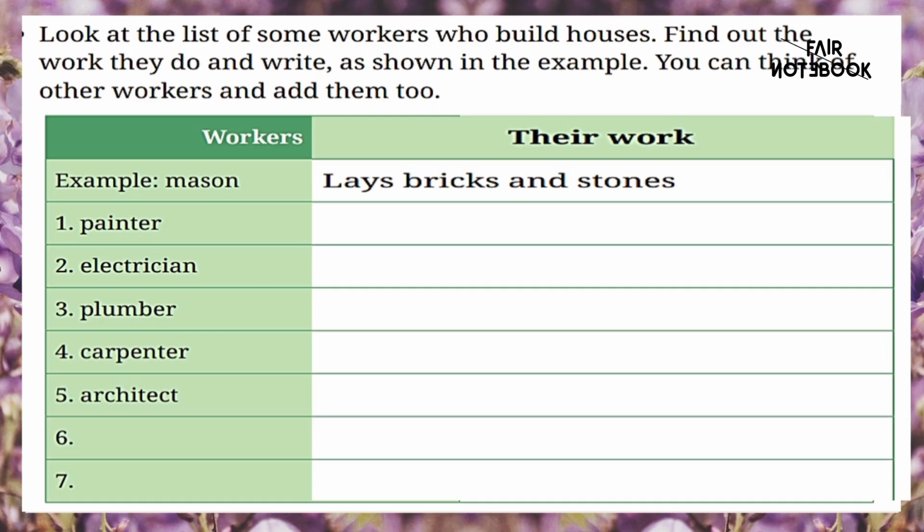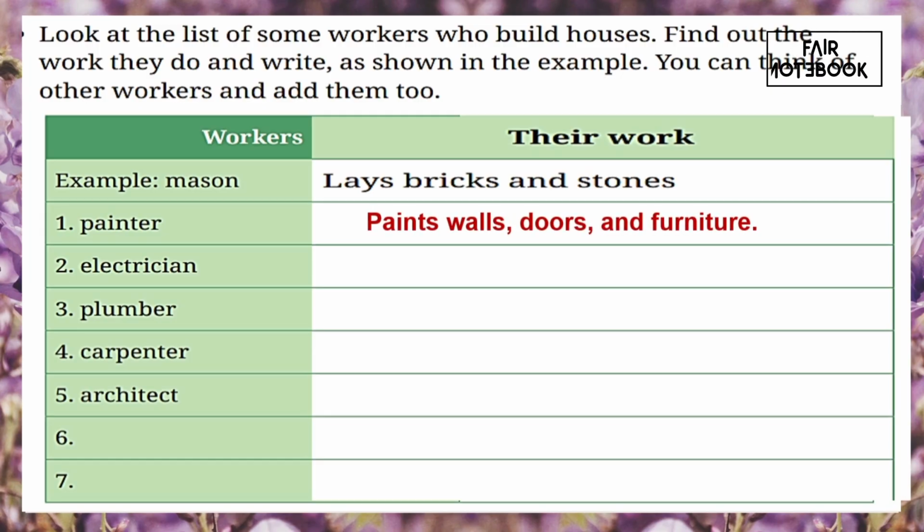Look at the list of some workers who build houses. Find out the work they do and write as shown in the example. You can think of other workers and add them too. Worker: mason. Their work: lays bricks and stones. Painter. Their work: paints walls, doors and furniture.